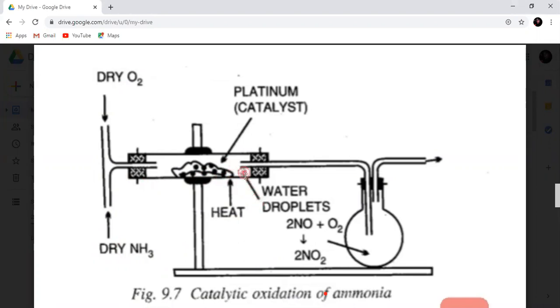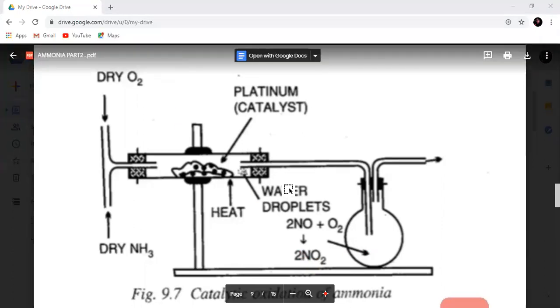Here the water droplets are being collected, and from this delivery tube, the nitrogen oxide, meaning nitric oxide, is being collected here. It will again react with the oxygen, and the oxidation process goes on, which will form NO2 gas, which is brown in color. The observation is that the brown gas will evolve, that is NO2.